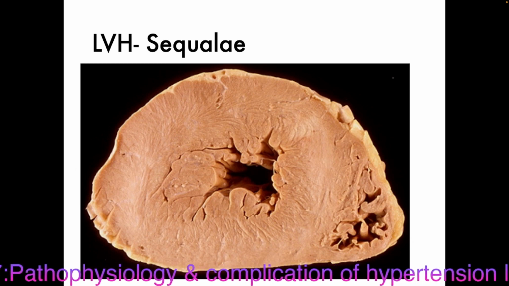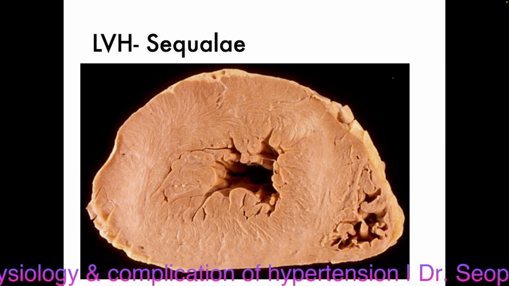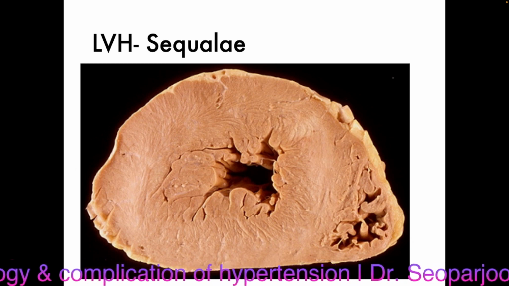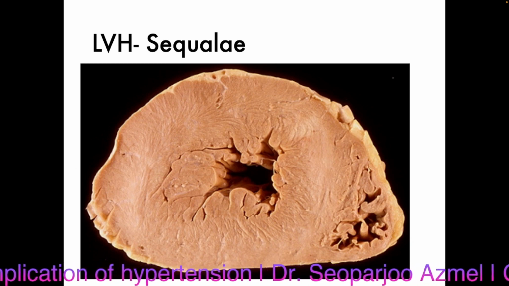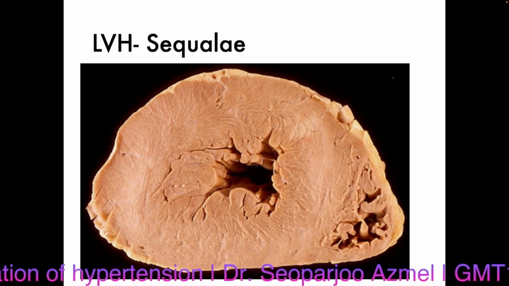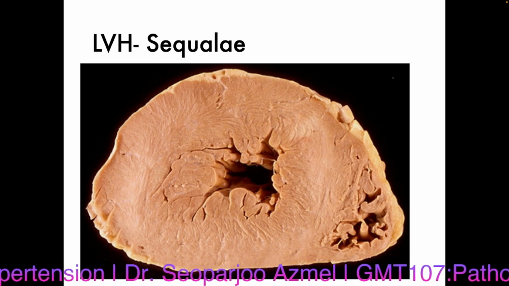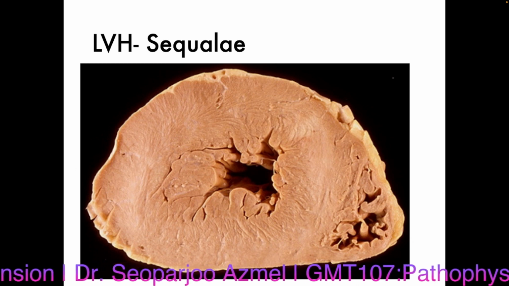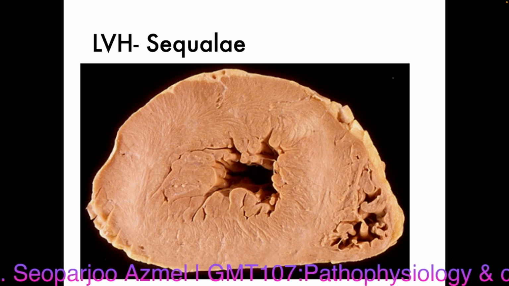This will predispose the wall, or the heart muscle, to ischemic conditions. So when there is any kind of blockage in the coronary artery, the ventricular wall will become ischemic, and the patient can present with unstable angina or sometimes myocardial infarction, depending on the case.